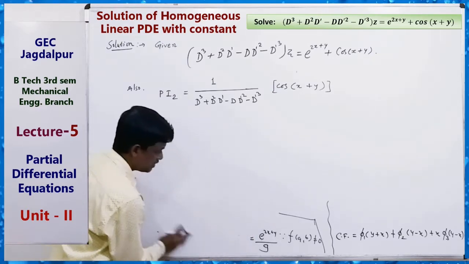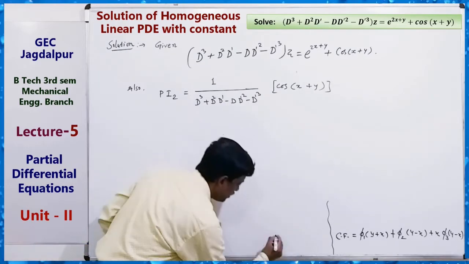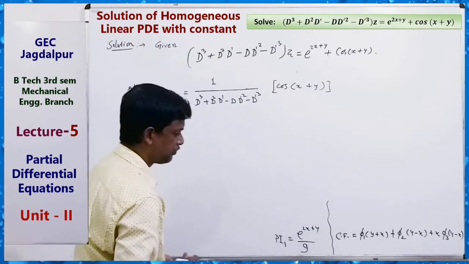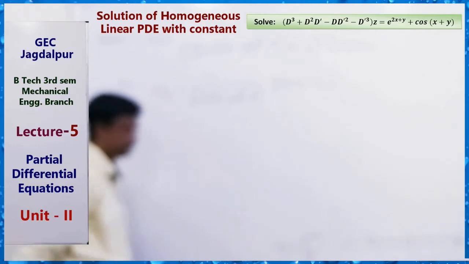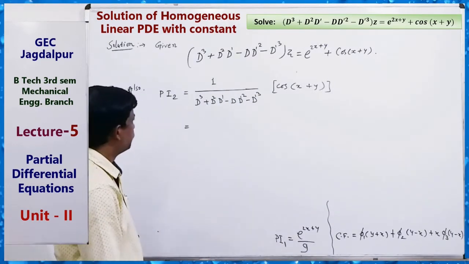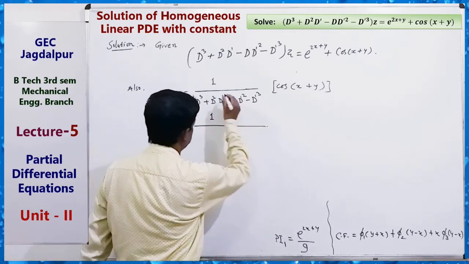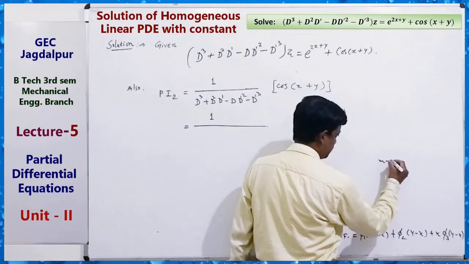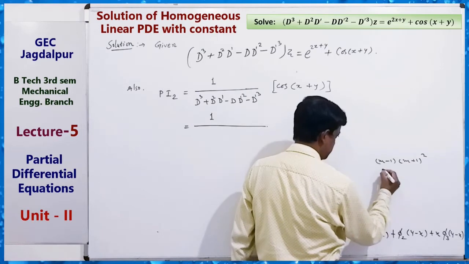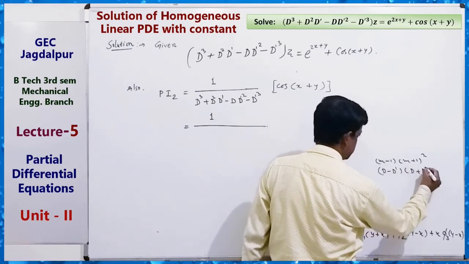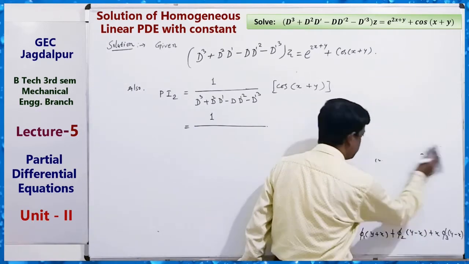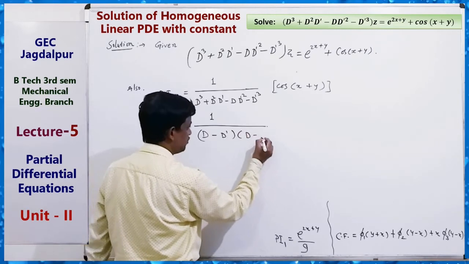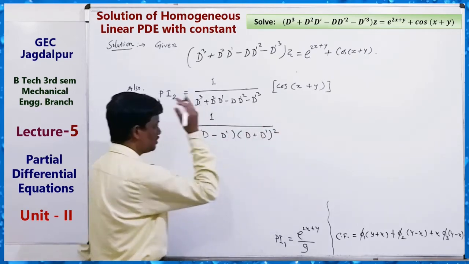Here we see phi 1 equals e to the power 2x plus y upon 9. By factorization, we get (D minus D dash) and (D plus D dash) whole square. This is the factorization. So we can use (D minus D dash) and (D plus D dash) square. Clear?